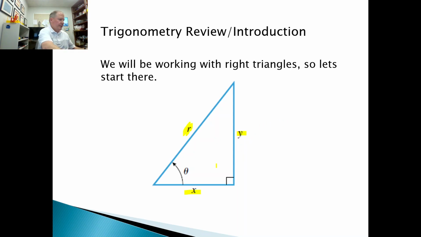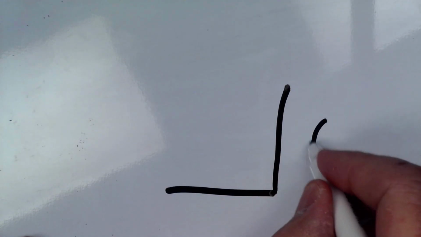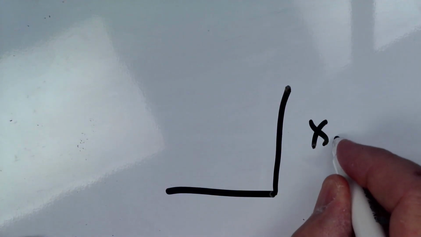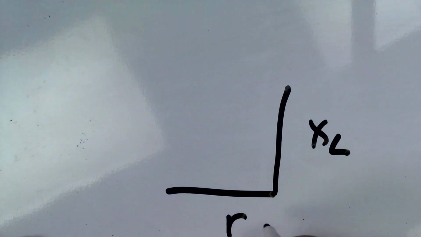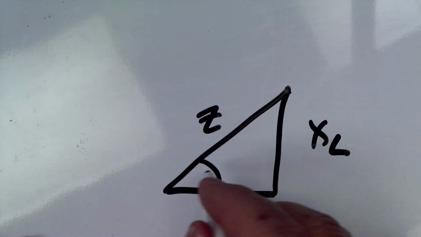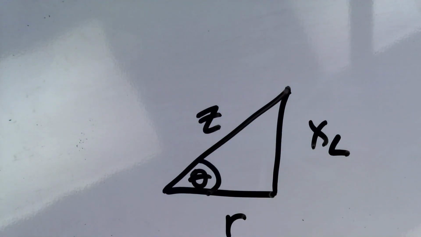So if we were to look at this in our electronics format, we would have the x-axis here, our impedance here, so that's our reactance, so we'll say it's x of L. This is our resistance, and then this part is our impedance, and here is our angle theta. Okay? And this is all going to be based on trig.